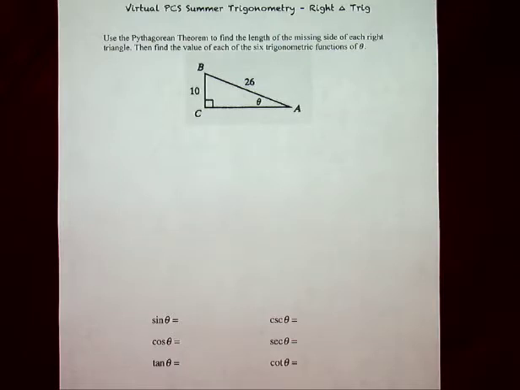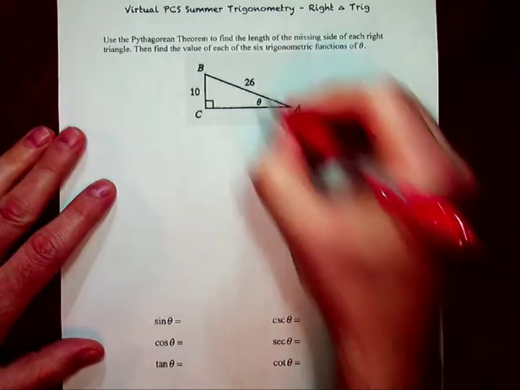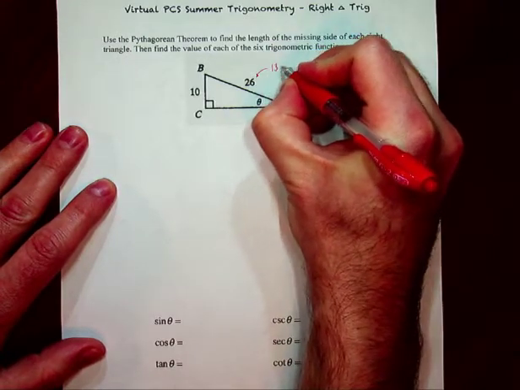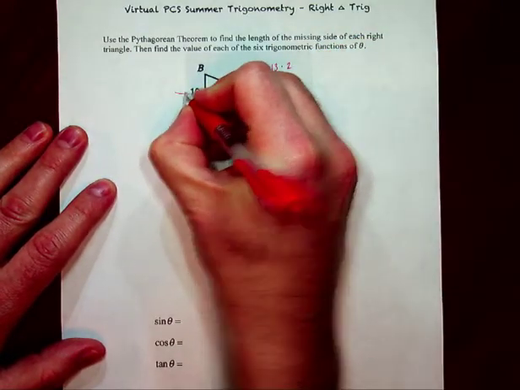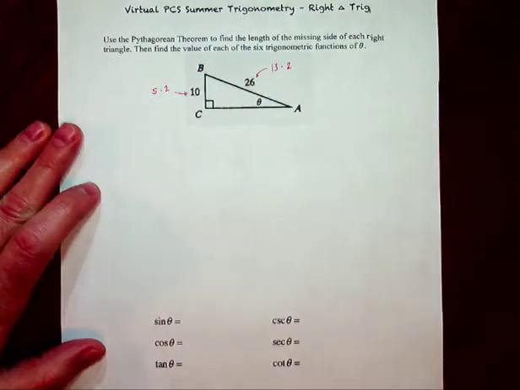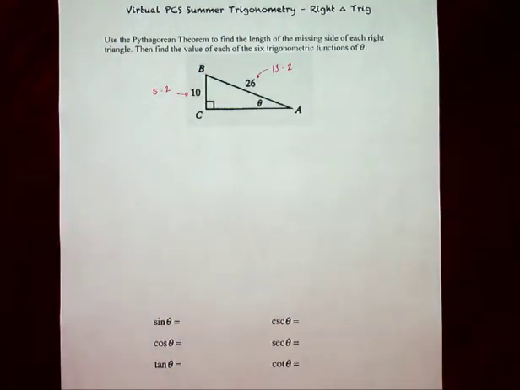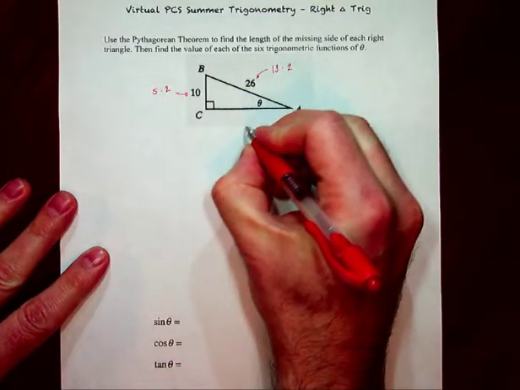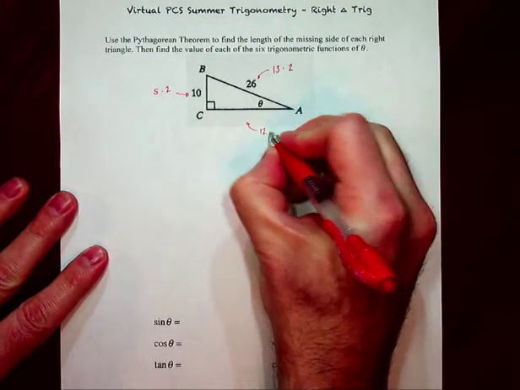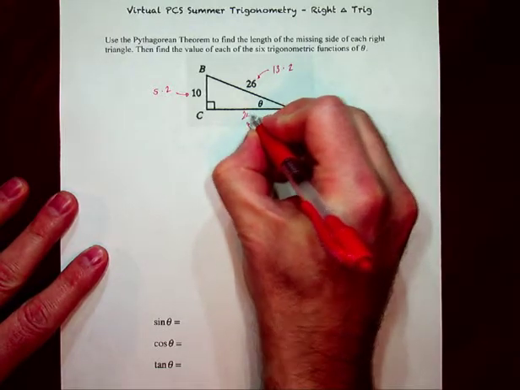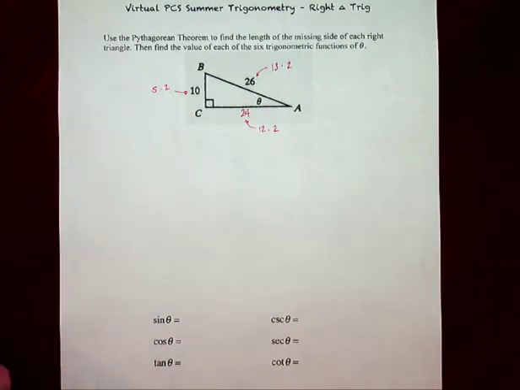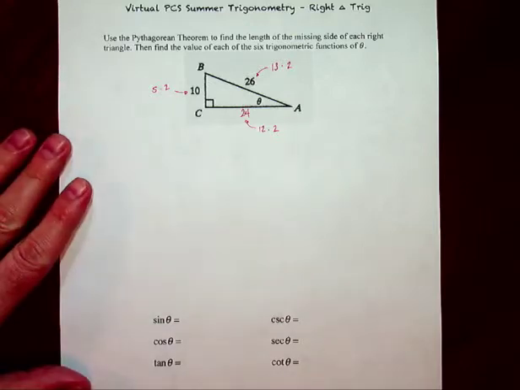Now, notice that 10 and 26 have a common factor, okay? This right here is 13 times 2, and this right here is 5 times 2. Now, if you remember your Pythagorean triples, there's a 3, 4, 5 right triangle, but there's also a 5, 12, 13 right triangle, which means that this side has to be 12 times 2, or 24. But let's say you didn't recognize that. You can still figure it out, okay?